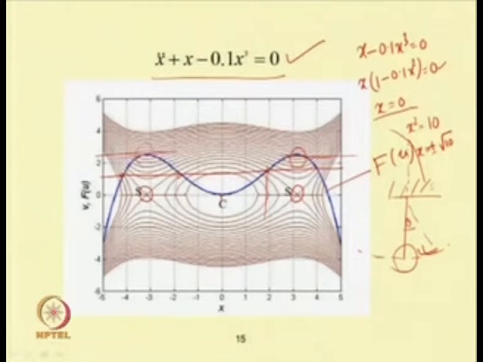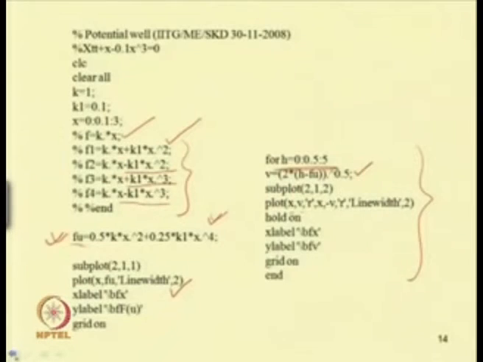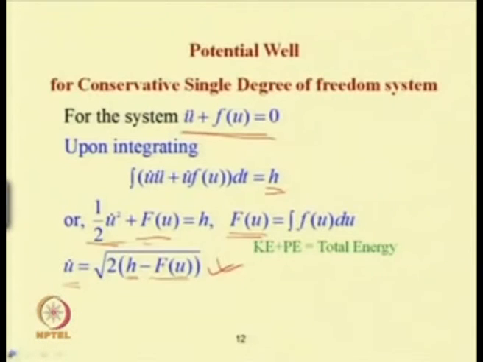So, if we are taking, let this be f(u). If f(u) is less than the total energy of the system, then from this equation we can see u dot equals root of 2 into (h minus f(u)). So, if f(u) is less than h, then only we will have a real number u dot. So, h is the total energy.